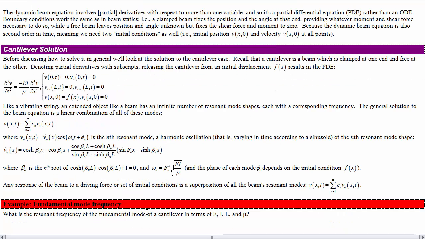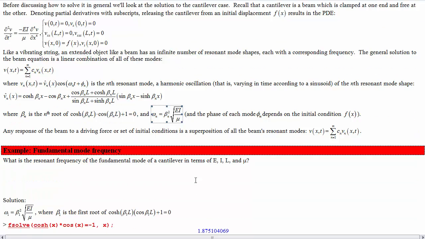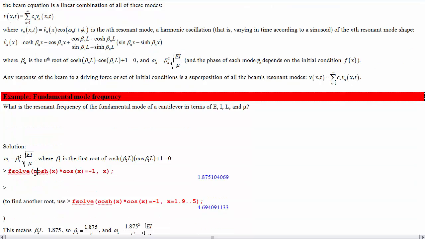Okay, some examples. What is the fundamental resonant frequency of a cantilever in terms of EI, L, and mu? So what you're going to need to do is find the first root of the beta equation, and then just substitute that into here. Okay, so we can find the first root of that equation, this one, by using the fsolve command in Maple, and there it is.